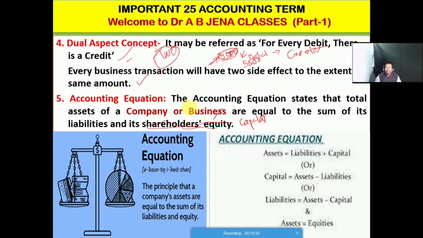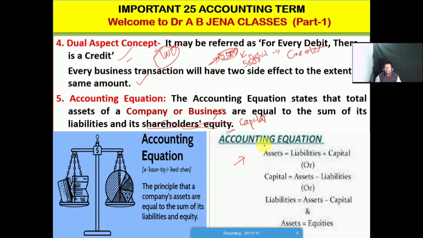Again I am repeating, what is the accounting equation? The accounting equation states that total assets of a business or a company or firm are equal to the sum of the total liabilities and its shareholders' equity. Shareholders' equity is the capital. So easily you can remember it. This principle says that a company's assets are equal to the sum of its liabilities and equity.